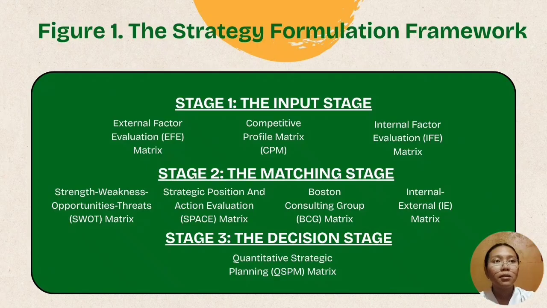And then in stage 2, the matching stage, so it uses the SWOT matrix, the SPACE matrix, the Boston Consulting Group matrix, the internal external matrix. And then on the last stage is the decision stage. So in this stage, only one tool is used, which is the quantitative strategic planning matrix. So ang kaning strategies, it uses kanang numbers to determine which strategy is the best.